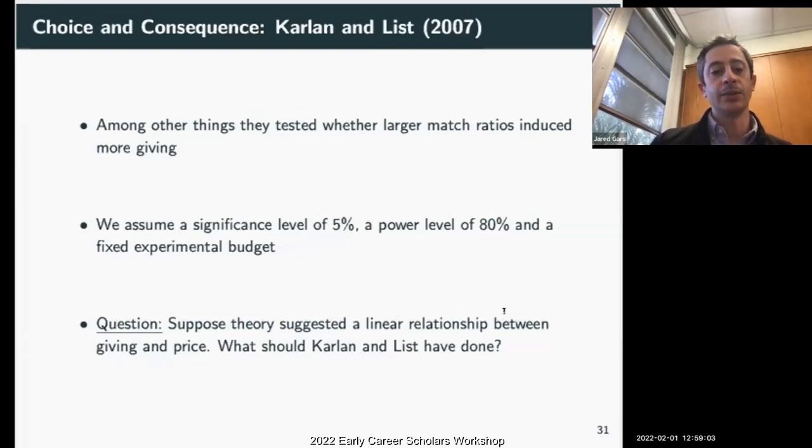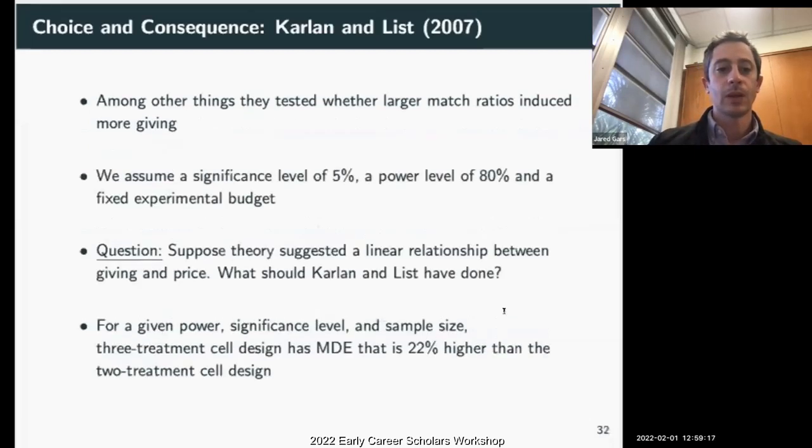So suppose that theory suggested a linear relationship between giving and price. What should Karlan and List have done under the assumptions that we made earlier? If we were merely interested in estimating a linear price over this range, as we showed earlier, they would want to put half in the 1:1 and half in the 3:1. But due to cost concerns with equal allocation across treatments, the MDE in their design is about 22% higher than that of the 2-treatment design.